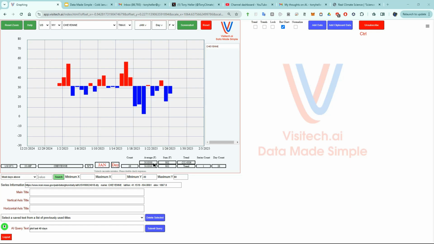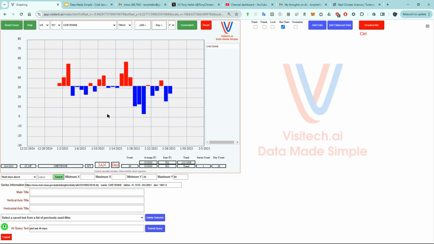We can see that the average temperature this month in Cheyenne has been about 31 degrees Fahrenheit, which is 7 degrees below the long-term average. So my perception of a cold month has been quite accurate. You can see from the blue bars that most days this month have not made it above freezing here in Cheyenne. Now I want to look at other years, and that's very easy to do with Visitech.